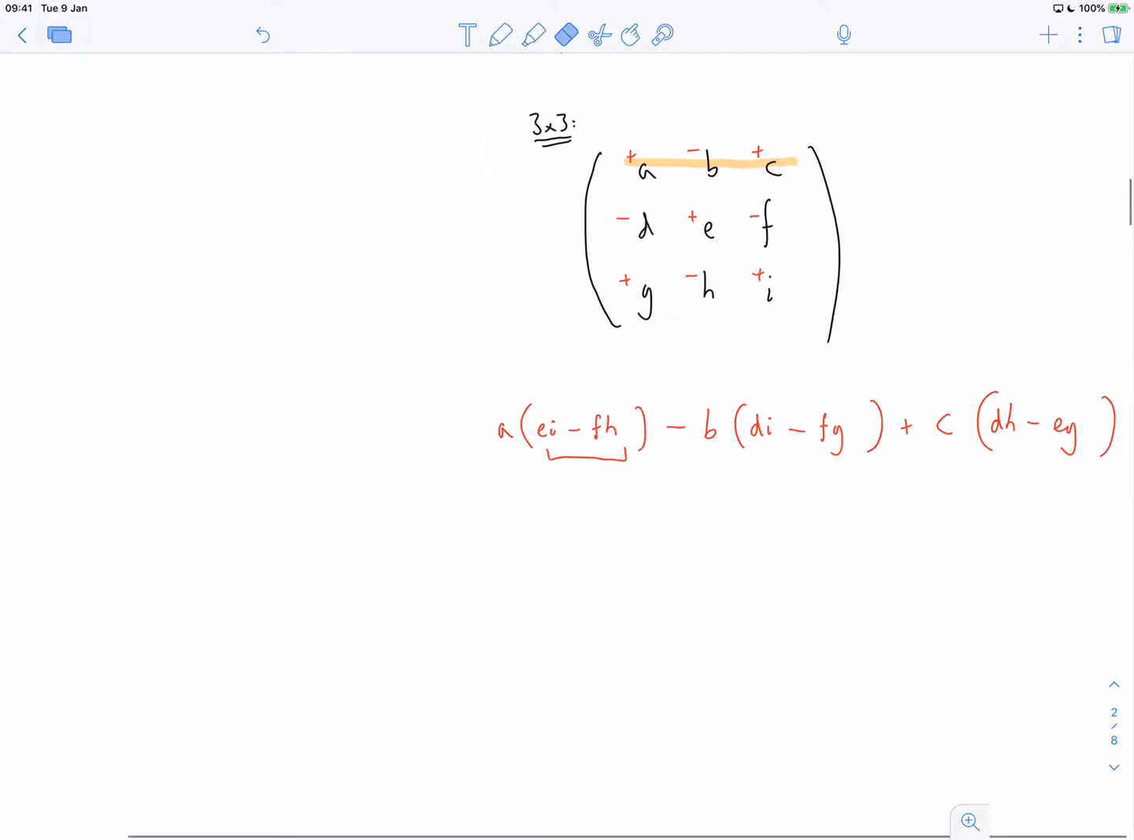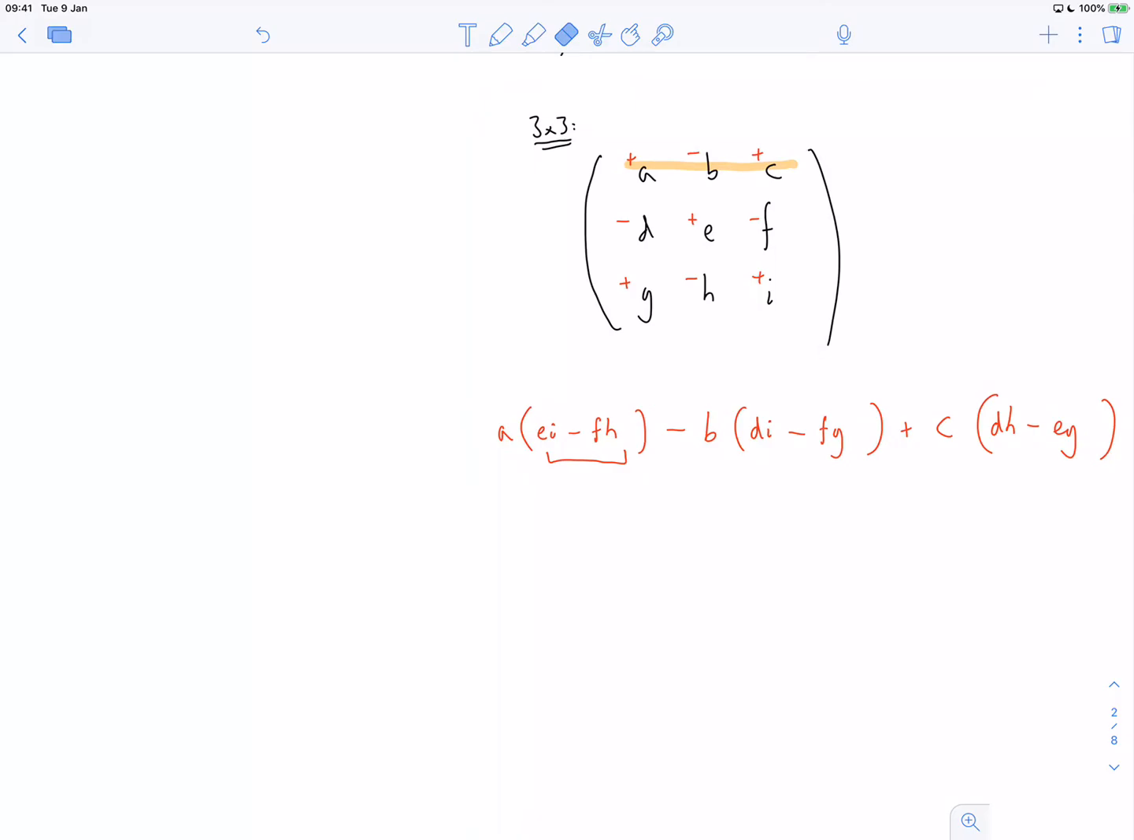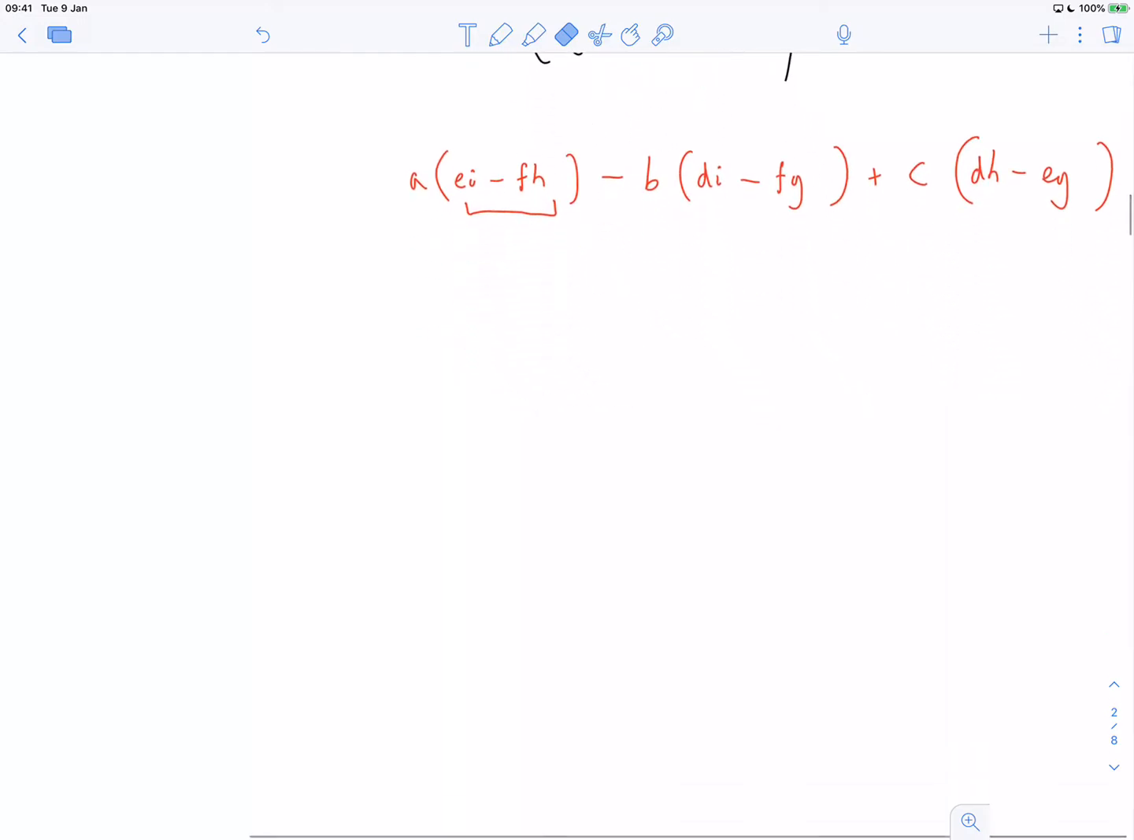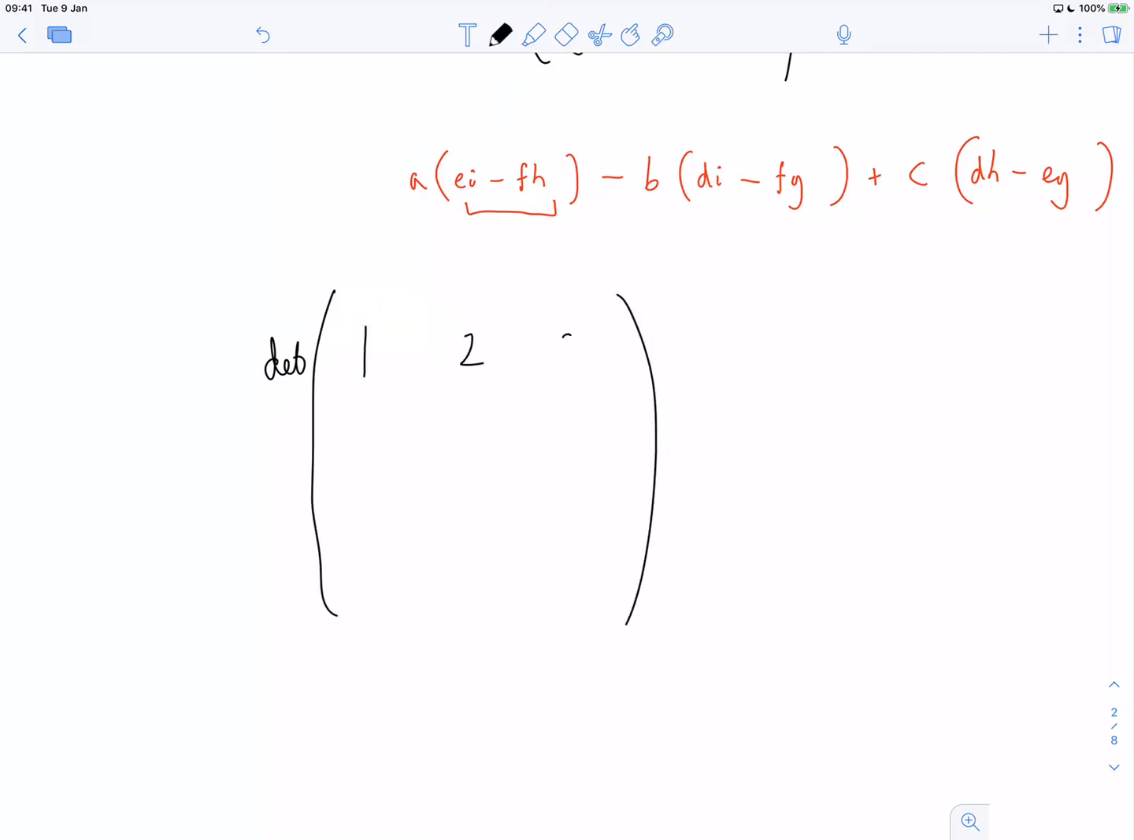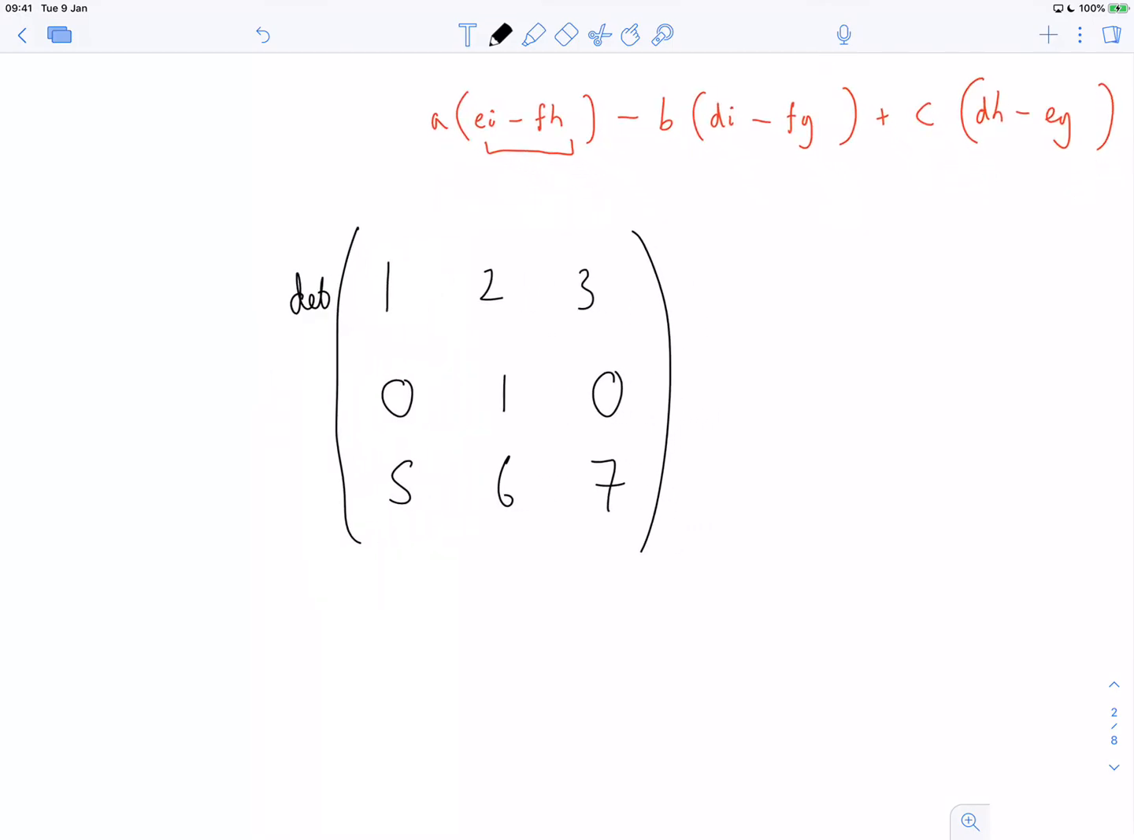So, a pro tip with a 3x3 matrix is you want to ideally pick a row or column with as many zeros as possible to make it easy. For example, let's say I want to find the determinant of the 3x3 matrix which is 1, 2, 3, 0, 1, 0, 5, 6, 7. Then my obvious candidate would be to use this row because there are 2 zeros.